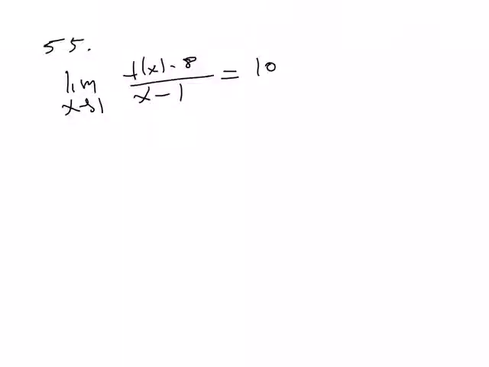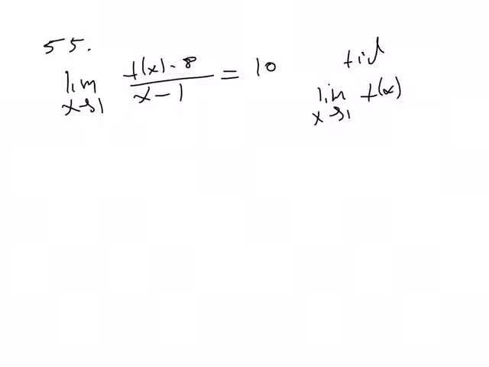So the next problem I'm going to do is problem 55, which asks the question. So I have the limit as x approaches 1 of (f(x) minus 8) over (x minus 1), and we claim that this is 10. So the question is: find the limit as x approaches 1 of f(x).